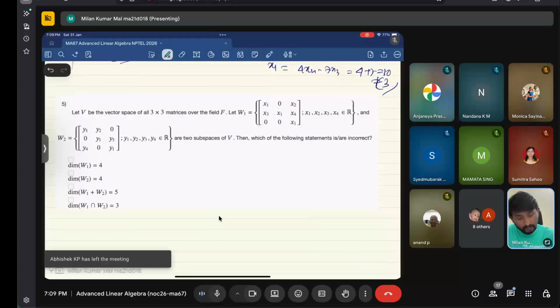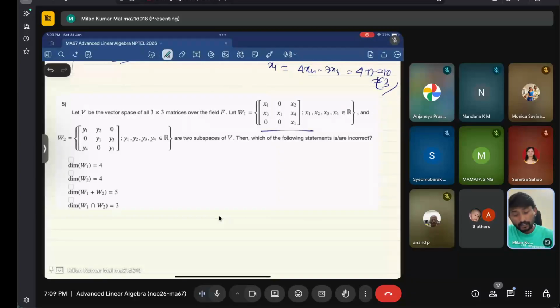W1 is actually this. This is a subspace. And W2 is this. This is a subspace. Now the question: these are the two subspaces of V. Which of the following statements is or are incorrect? Let me know the incorrect, not the correct. Which is not correct? As I have said, in general, the number of free variables gives the basis, because this is a subspace.